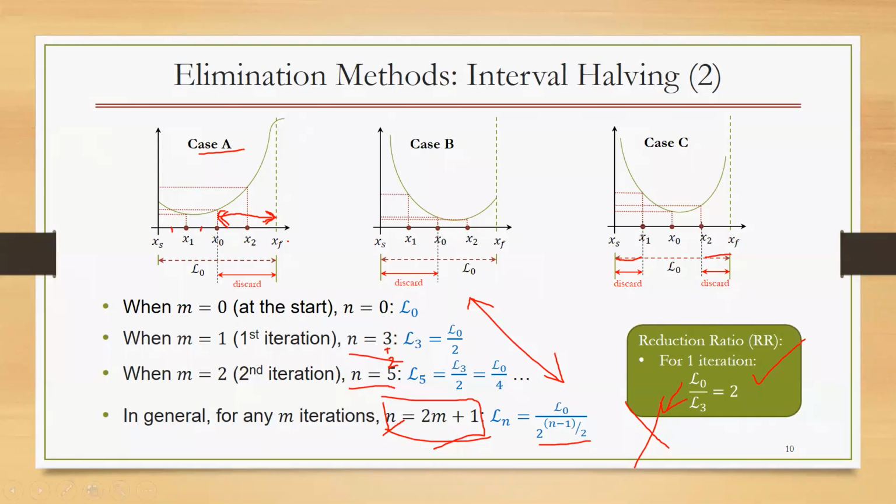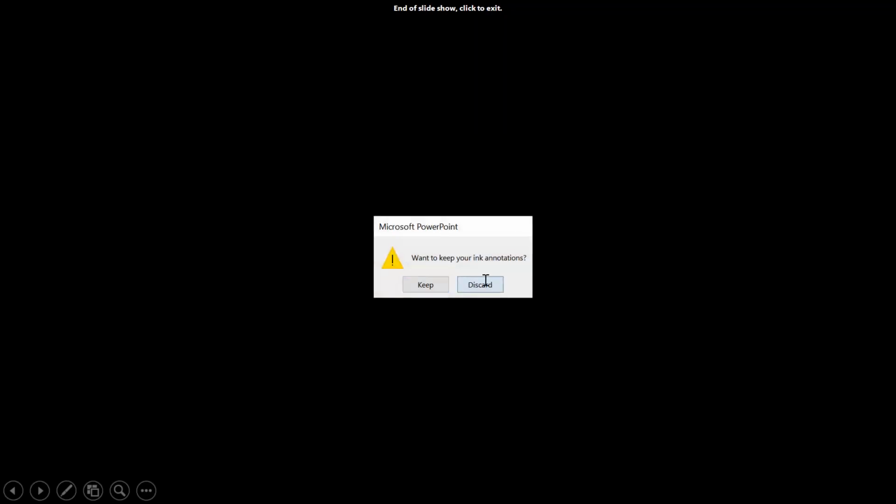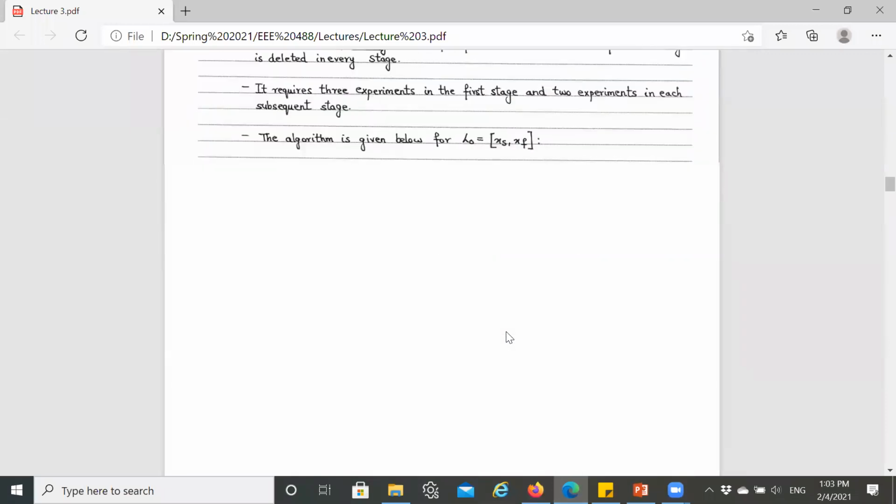Oh, that's where I finished. Okay, we are almost done. Did you guys study Fibonacci search? Let me go back to my own. So, Fibonacci.